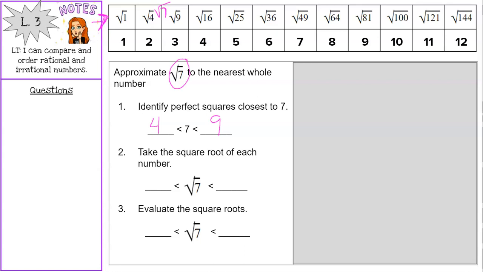Then we're going to take the square root of each number. So take the square root of 4, the square root of 9. And then we just need to evaluate those square roots. The square root of 4 is 2. And the square root of 9 is 3. So the square root of 7 falls in between the numbers 2 and 3. So let's try another example.